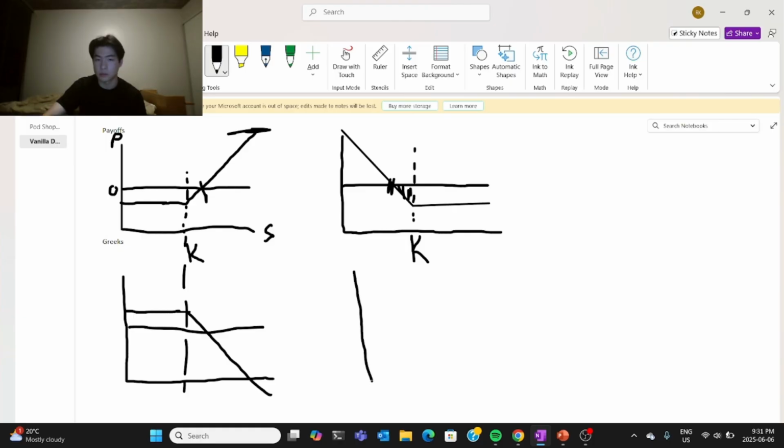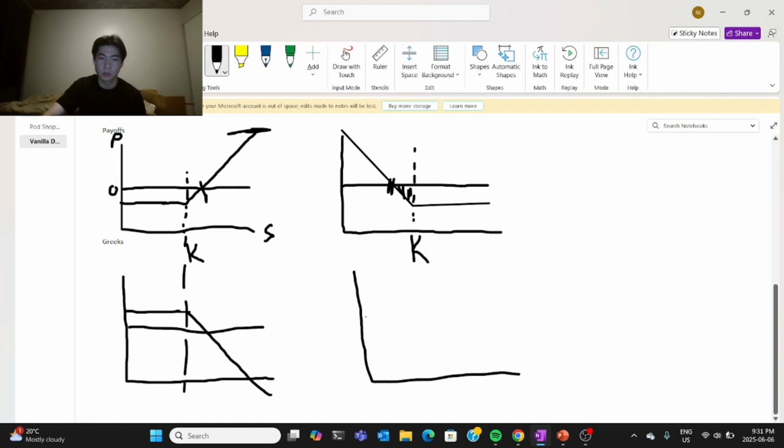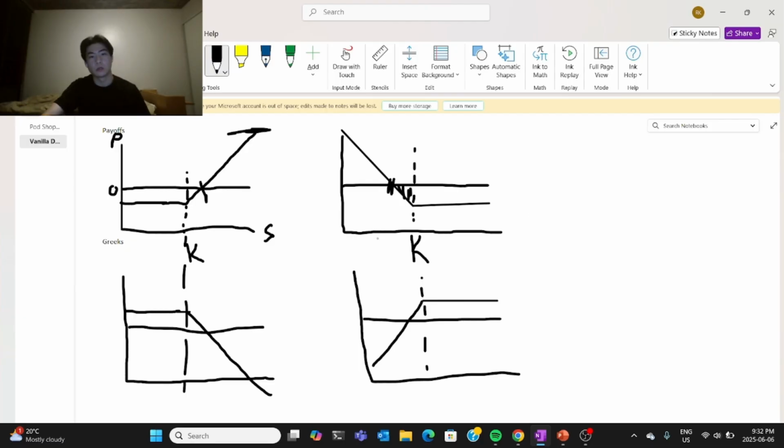And then the opposite is true of a short put option. For a short put, it just looks mirrored, right? You have a strike here, you're making money after the strike, and then you're losing money before it. And these are sort of what the payoffs look like for these very basic vanilla options.